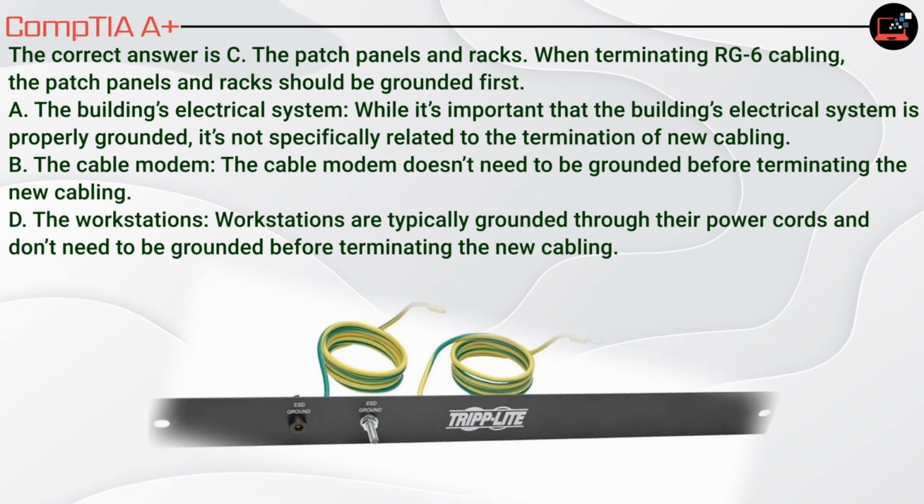The correct answer is C. The patch panels and racks. When terminating RG6 cabling, the patch panels and racks should be grounded first.